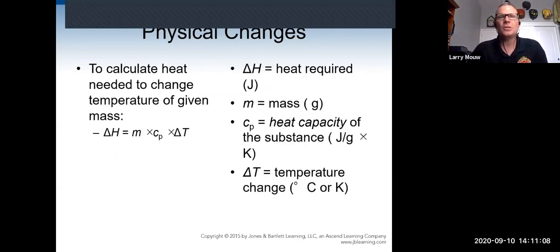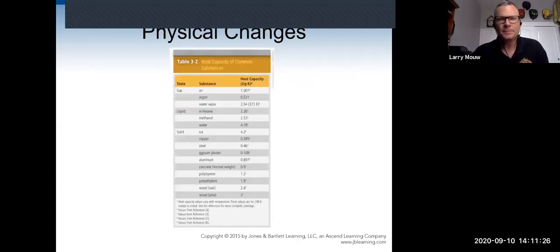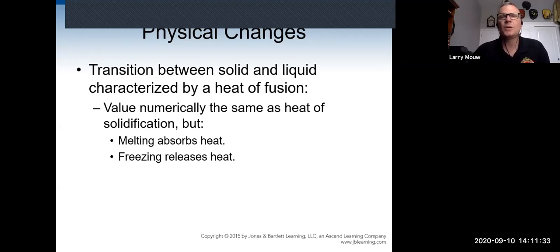So then you can calculate how much heat is needed to change the temperature of a given mass. Again, we're not going to worry so much about that, but those are some of the variables that are factored in. The heat required depends on the mass, the heat capacity of the substance, as well as the temperature change. Heat capacities of common substances are listed right here. Transition between solid and liquid is characterized by a heat of fusion. The value is numerically the same as the heat of solidification, but in melting, it absorbs heat, and in freezing, it releases heat.